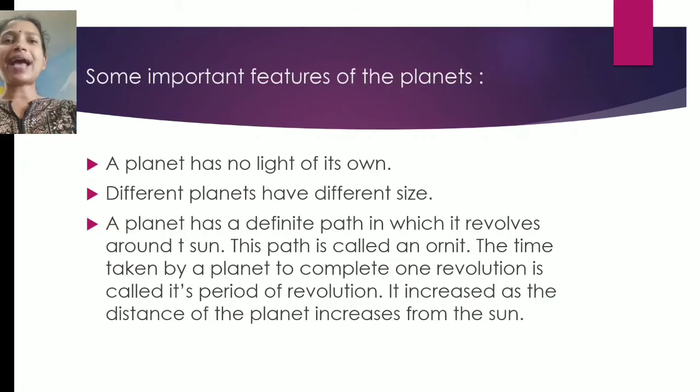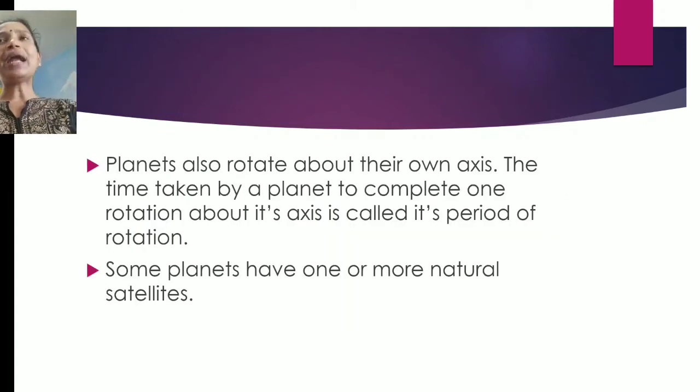It increases as the distance of the planet from the sun increases. The first planet from the sun takes less time because it has less distance to cover. The way its distance from the sun increases, its time for the revolution around the sun also increases. Planets also rotate about their own axis.